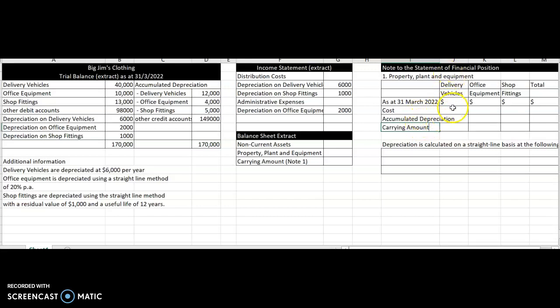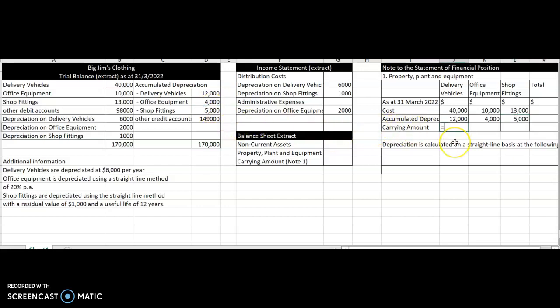All right, so for the vehicles, we've got the cost of the vehicles, delivery vehicles, 40,000. Nice easy marks, these ones. Office equipment, 10,000. And your shop fittings, 13,000. So that's just V marks. The accumulated depreciation. This first one, delivery vehicles, that's a merit mark because that got given to you. The office equipment you had to calculate, and the shop fittings you had to calculate as well.